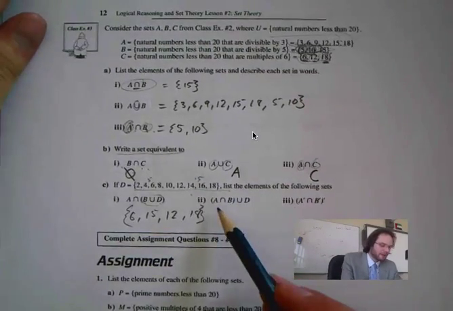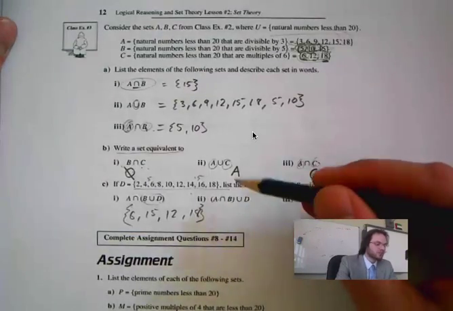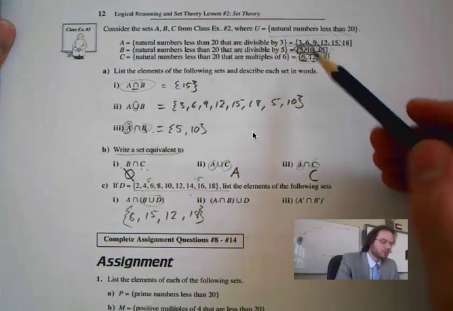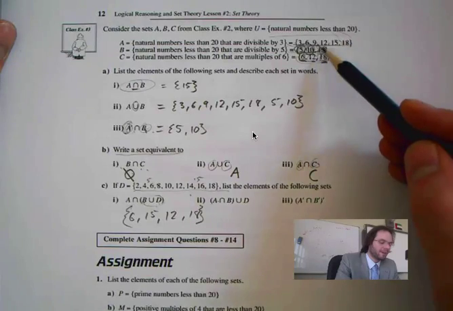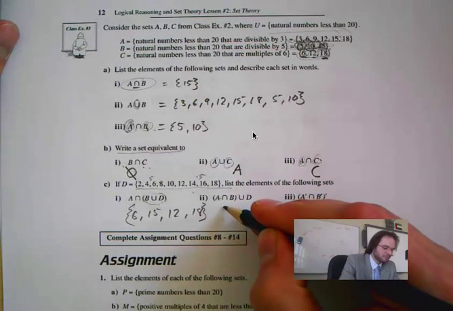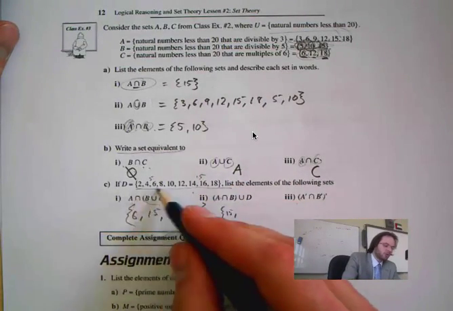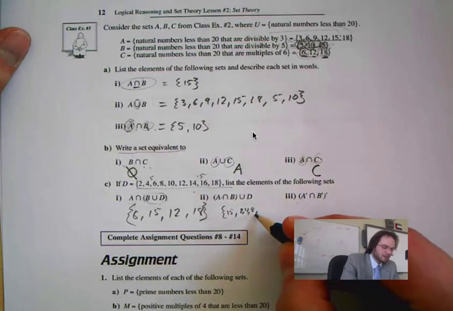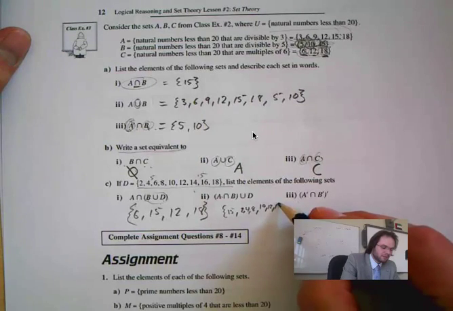Let's take a look at number 2. It says, is in A and B or D. So which ones are first in A and B? So A and B. So we take a look at this. A and B is only 15. That's the only one that's in both of these. So we have 15. So I'm going to put that down. We have 15. And or D. So we list all the elements of D. So that's 2, 4, 8, 10, 12, 14, and 18.